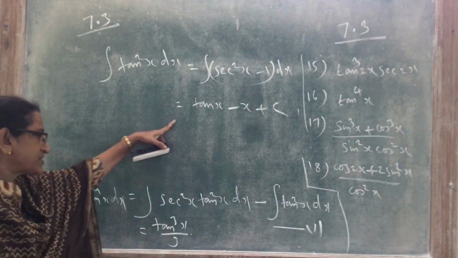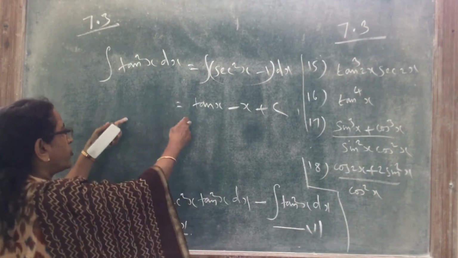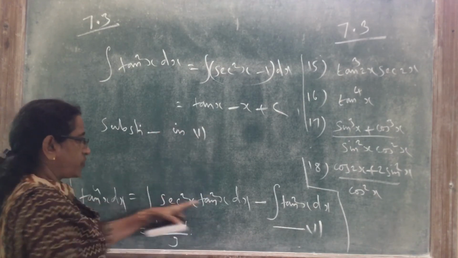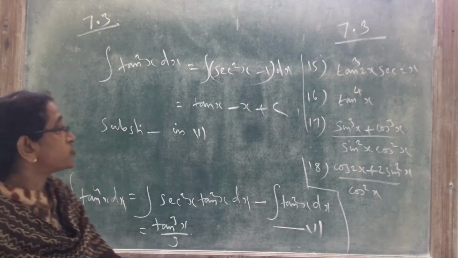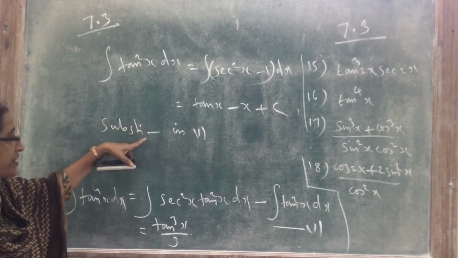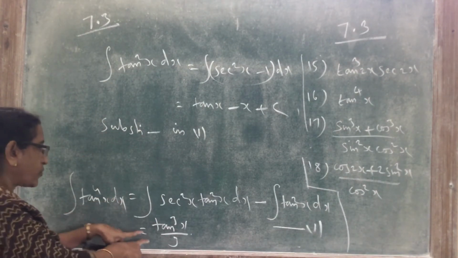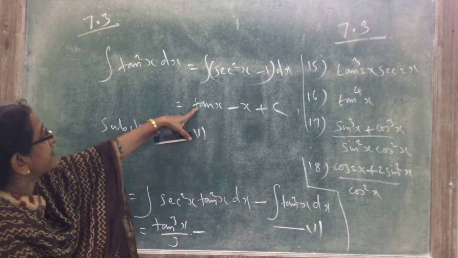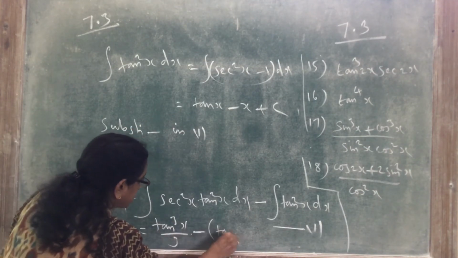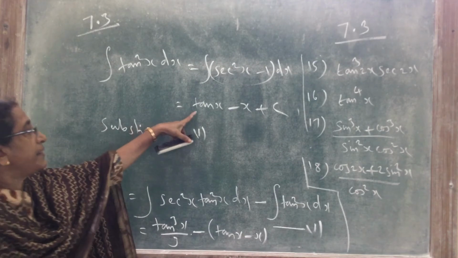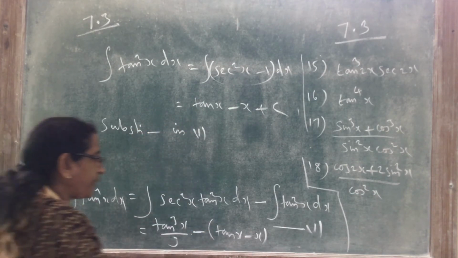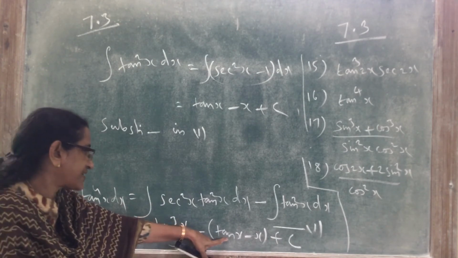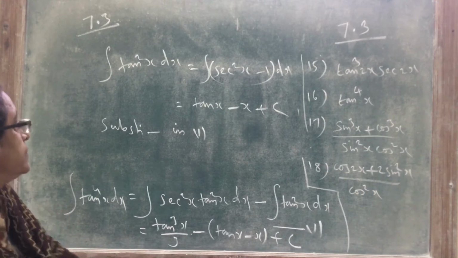Now we are going to substitute this value. After finding both the integrals, we substitute in equation 1. So we got both the integrals, and now we are substituting in 1. We get the answer. This integral equals the first integral, minus, and then we write this term in a bracket, tan x minus x, then plus c, one c we write last. Now open the bracket: tan cube x by 3 minus tan x plus c. That's the answer.